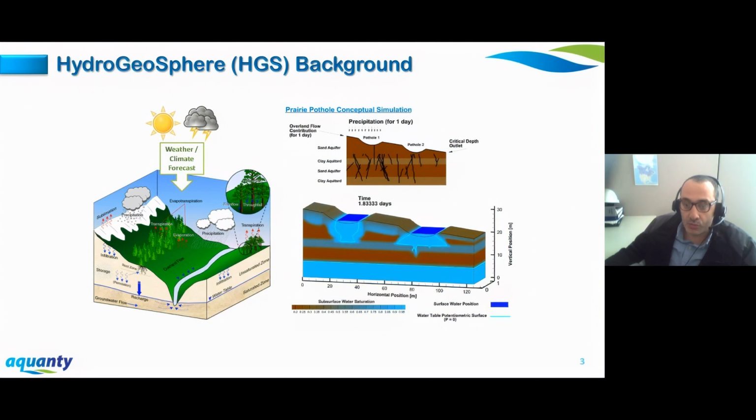The figure on the right is showing a small example of how HGS works. This is a simple 3D surface domain and subsurface domain. You can see surface runoff going through the overland domain and accumulating into potholes, and then you can see the infiltration going down into a heterogeneous subsurface, where you have different K layers, and also some fractures implemented in the model. So it shows you the full workings of HGS from surface flow to subsurface flow.